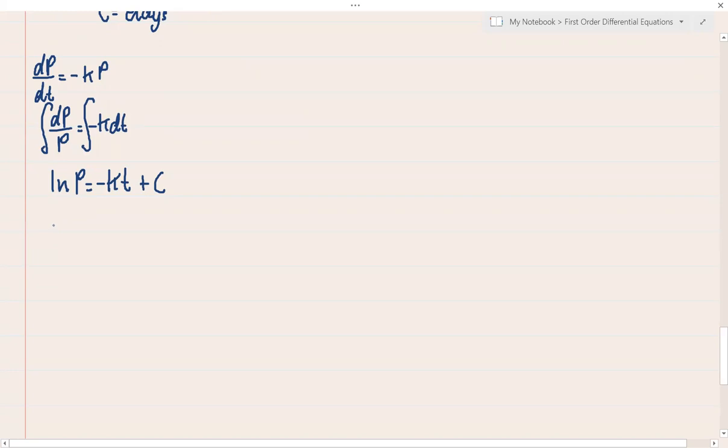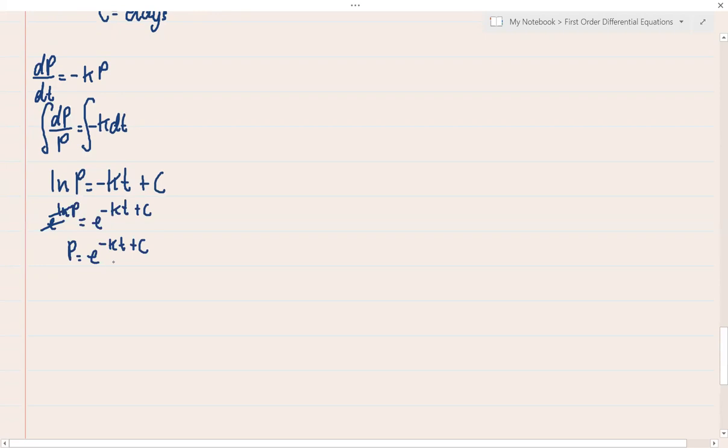exponent ng e. So, magiging e raised to ln of P is equal to e raised to negative kt plus C. So, kaliwa, meron tayong e raised to ln of P. Nasabi ko na ulit, sorry. So, ang gagawin ko is I will cancel out e at saka si ln. So, magiging P na lang. And we have e raised to negative kt plus C.